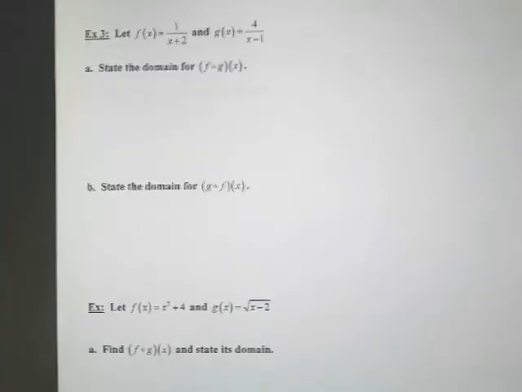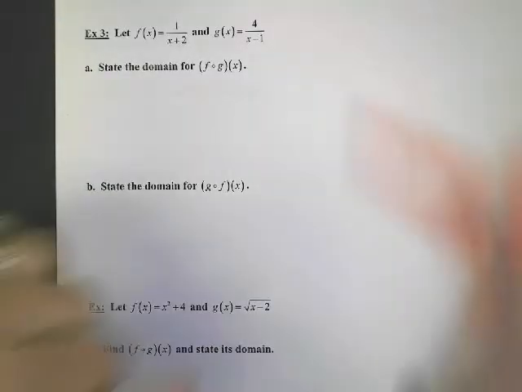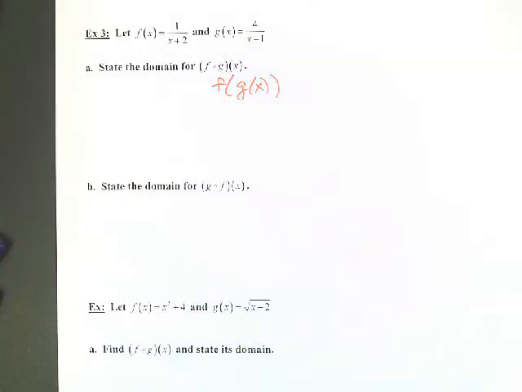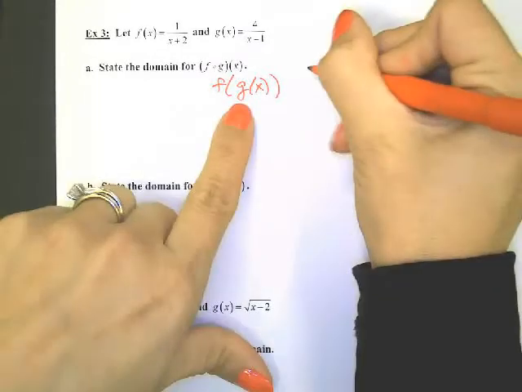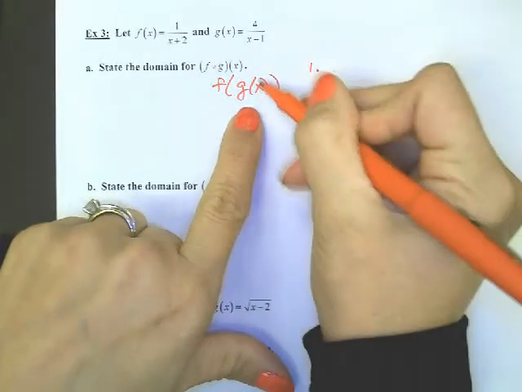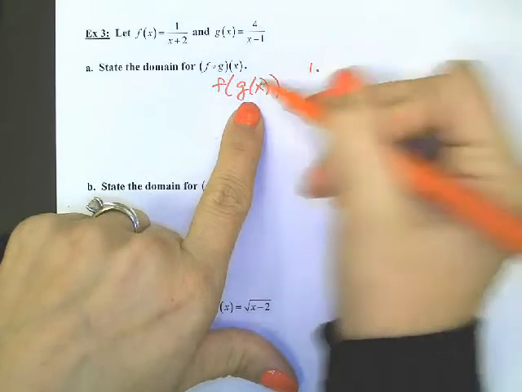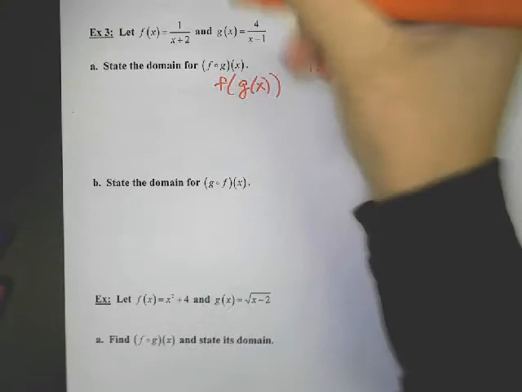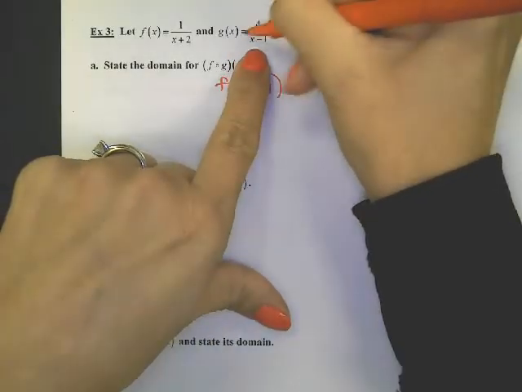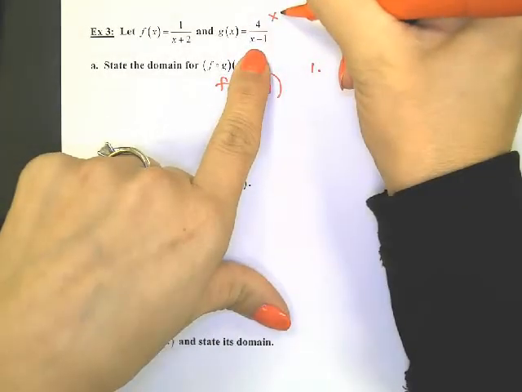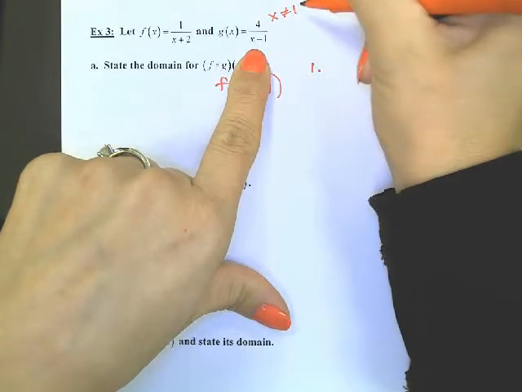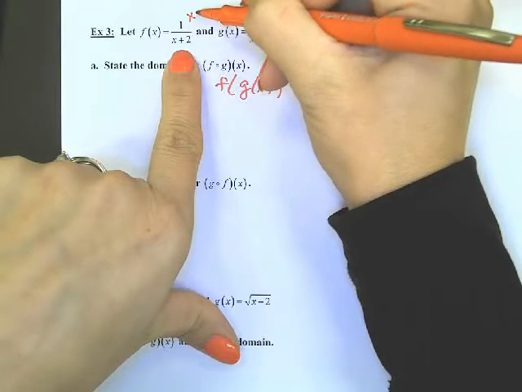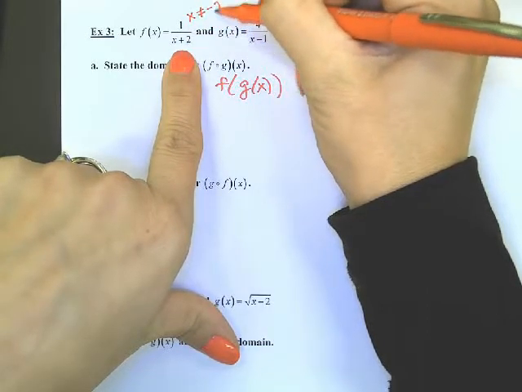Okay, state the domain for F of G. Okay, F of G of x. So there's 2 parts. Step 1, you have to look at G of x. You know what I like? I like to write the domains up here just so that I have them to reference. So if you look at G real fast, the G of x function says x's cannot equal 1. And what does F say? F domain says x's cannot equal -2.